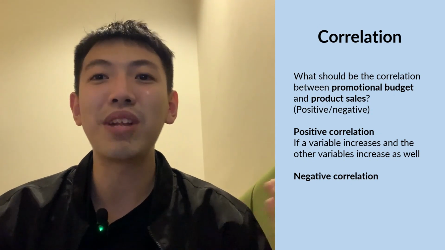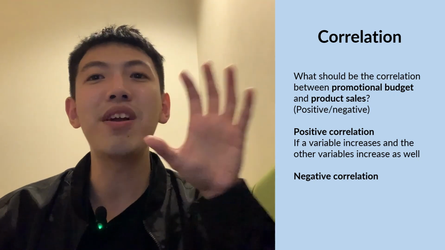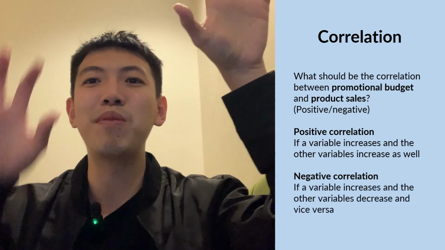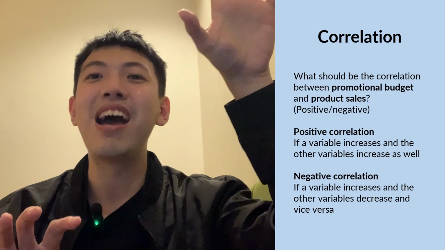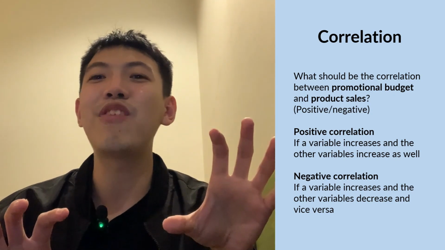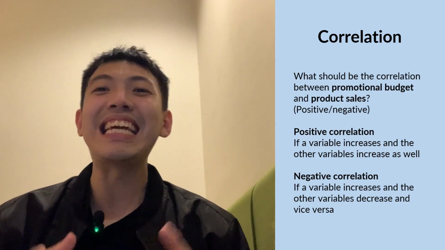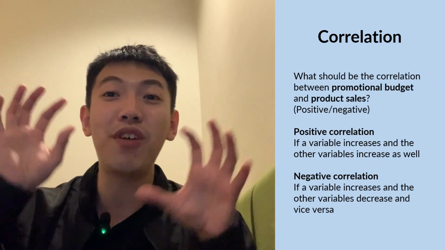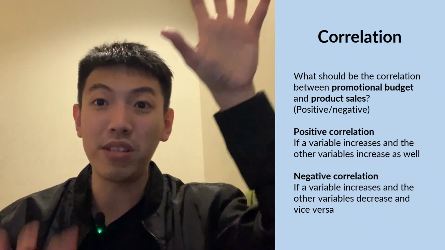However, negative correlation happens if one variable increases while the other variable decreases, and vice versa, if one variable decreases and the other variable increases. Or I can say negative correlation happens when both variables go to the opposite direction.